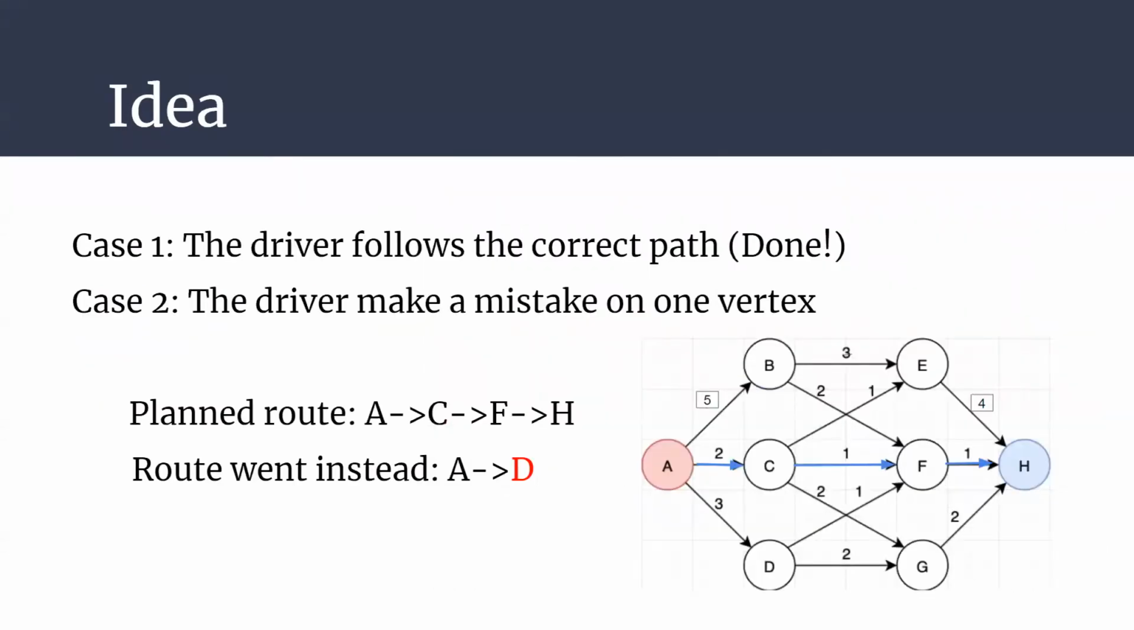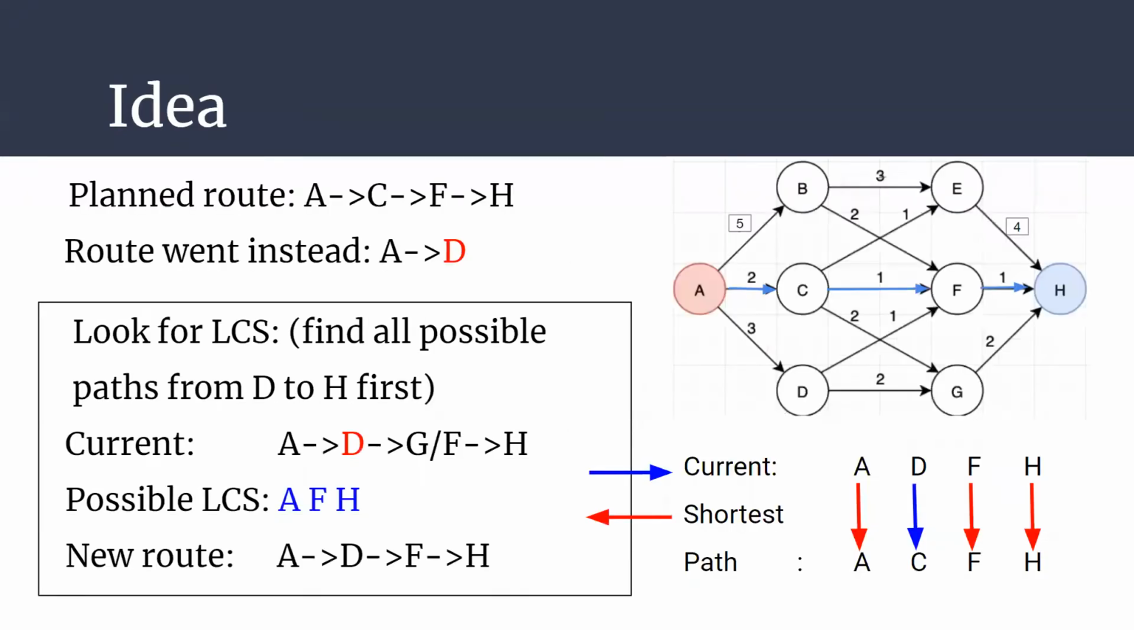There are two cases. Case one is the driver followed the correct path. Then we are done for this question. Case two is the driver makes a mistake at a vertex. For example, the driver chooses to go from A to D instead of A to C. And then we need to come up with a new route. On the next slide, you can see that we are creating a new path.